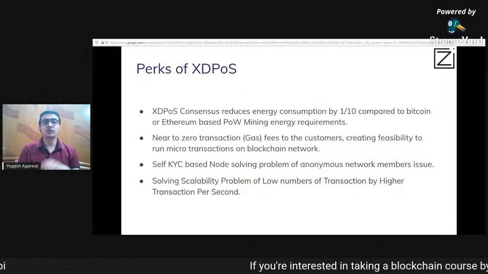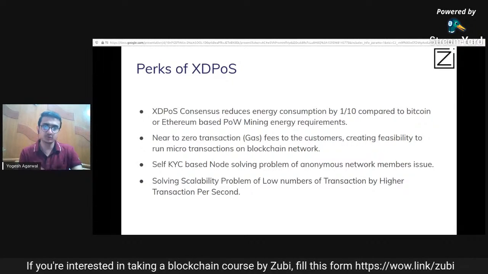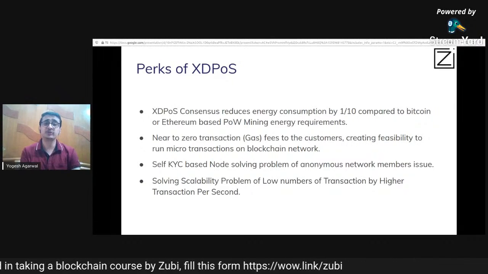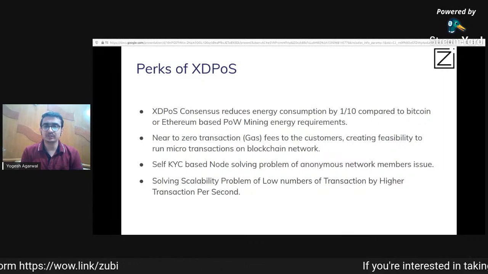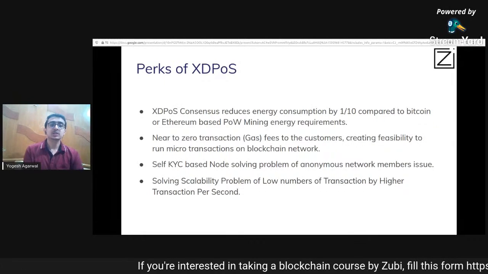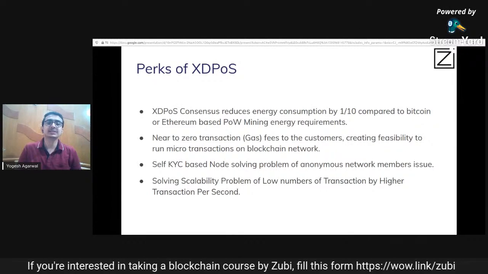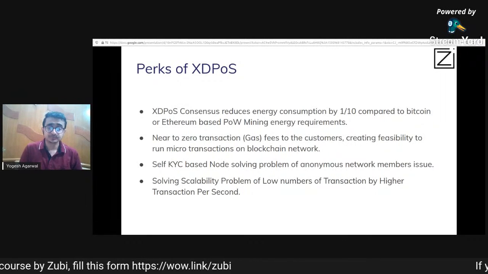So what are the perks of XDPoS? The first perk is energy consumption. As we have already seen, proof of work systems specifically require a high amount of energy, right? Compared to proof of work systems, XDPoS only consumes around 1/10 of the energy. So that's a plus point.